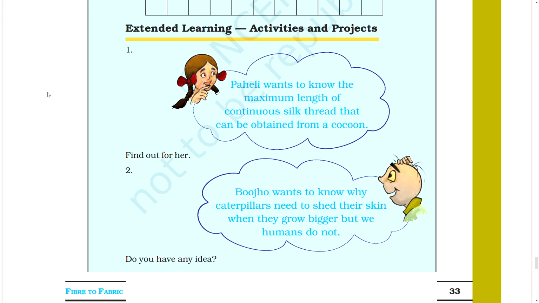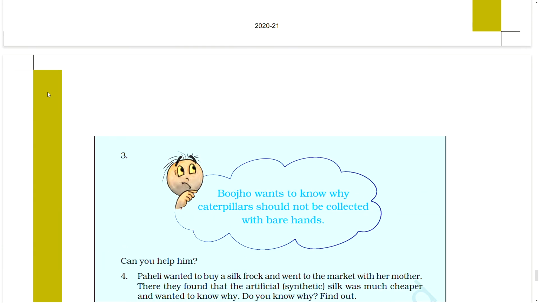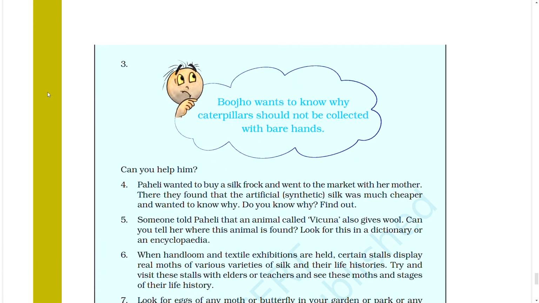2. Bojo wants to know why caterpillars need to shed their skin when they grow bigger but we humans do not. Do you have any idea? 3. Bojo wants to know why caterpillars should not be collected with bare hands. Can you help him?